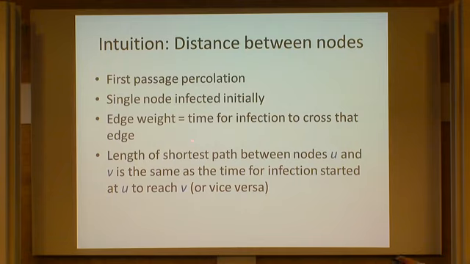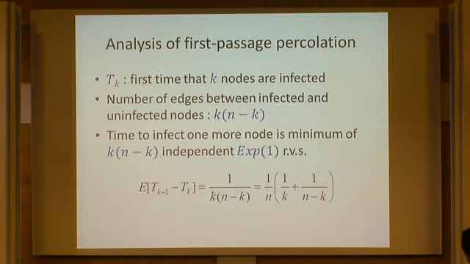So there's a random edge weight. It tells you, if one end is infected, how long it takes to infect the other end. And then the shortest path length between two nodes is just, you start the infection at U and ask at what time did V become infected. That's the length of the shortest path between U and V. Once a node is infected, it remains infected forever.